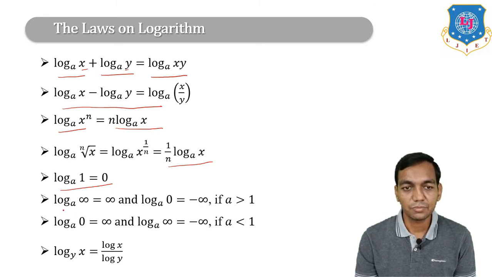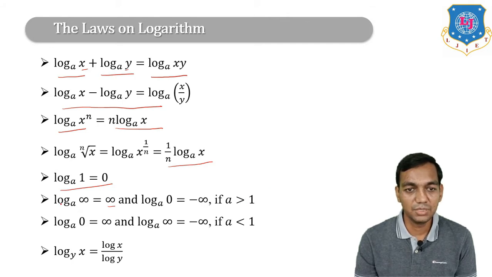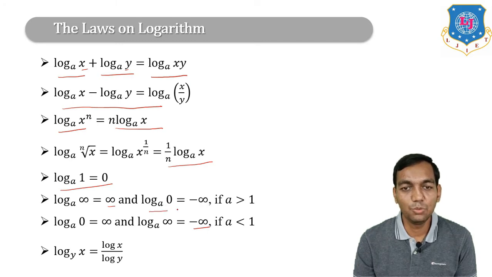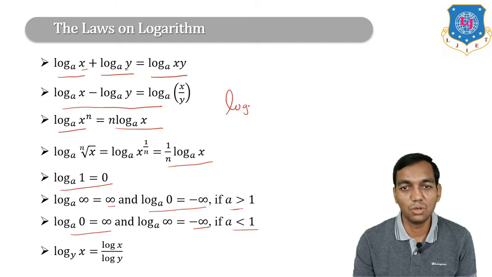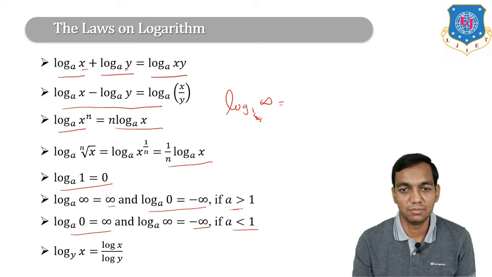Now see, log infinity has the value infinity if the base a is greater than 1. But if the base a is less than 1, then log infinity has the value minus infinity. In the same manner, log 0 has the value minus infinity if a is greater than 1, but it has the value plus infinity if a is less than 1. That means suppose I am writing log of infinity base 1 by 2. Now 1 by 2 is less than 1, correct? So in that case, this has the value minus infinity.